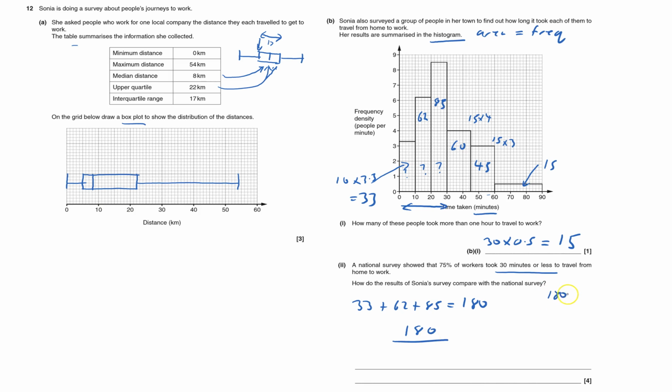So that gives me my 180, and I've got to add the 30 to 45 people. That's 60. Add the next lot, which is 45, and add the next lot, which is 15. That's 60, it's 120. So that's 300 altogether. So it's 180 over 300, and that equals 0.6, which equals 60%. Don't forget, to turn a fraction into a percentage, times by 100%. So 60% were 30 minutes or less, which is less than the 75%. So a lower percentage were less.